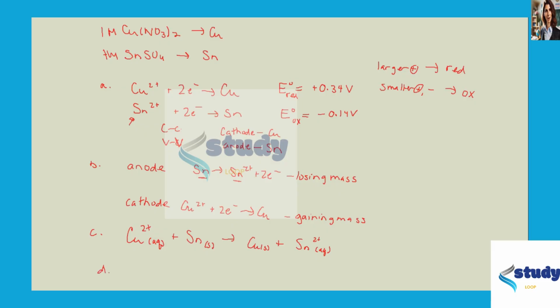Finally, in part D, what is the EMF generated by the cell under standard conditions? The E cell standard is going to be the E reduction minus the E oxidation. That is equal to 0.34 volts, my reduction potential for the reduction half reaction, minus the potential for the oxidation half reaction, which is a negative 0.14 volts, and I get 0.48 volts.